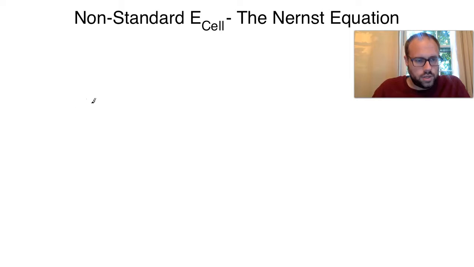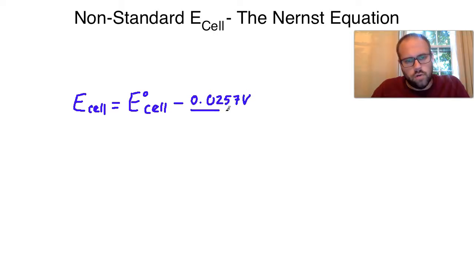And the Nernst equation is Ecell without the standardization is going to equal the standardized Ecell minus the 0.0257 volts over the moles of electrons being passed in the redox reaction times the natural logarithm of the product quotient.